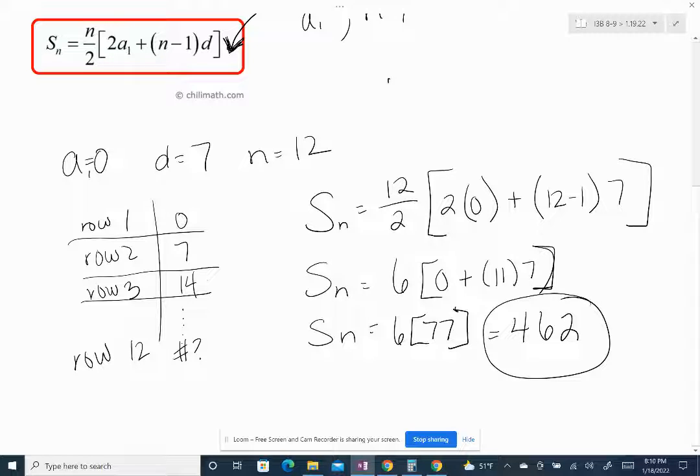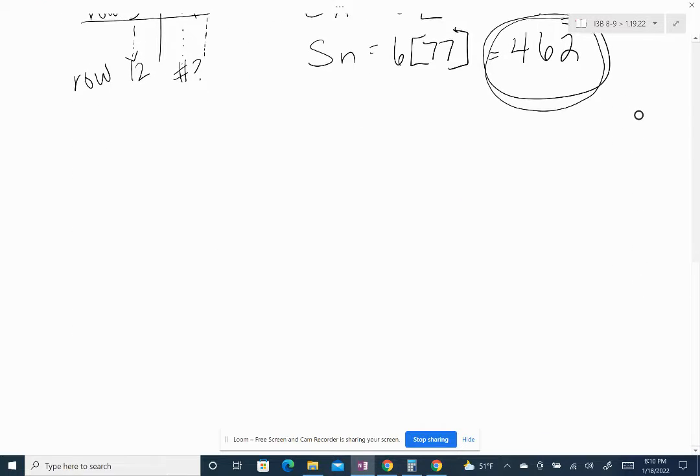So like I said, you could continue to keep adding until you hit row 12, and even already getting to 3 is like, it's getting up there. Imagine adding to 12, adding all those numbers. Instead of doing all of that, this formula solves that for you. Okay, so let's take a look at another example.